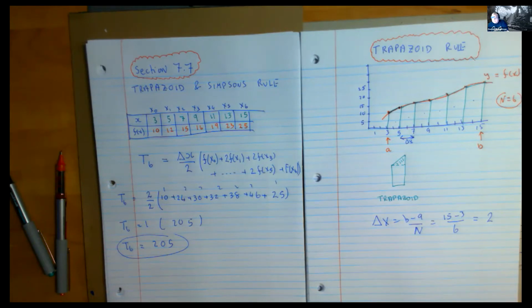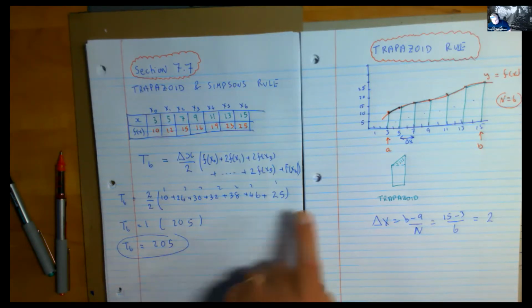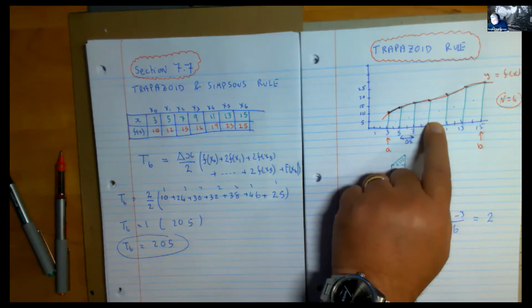So that seems reasonably straightforward. It's just follow the process. This is how you do it. If you follow the process, you will be able to get a good estimate for the area under this curve.